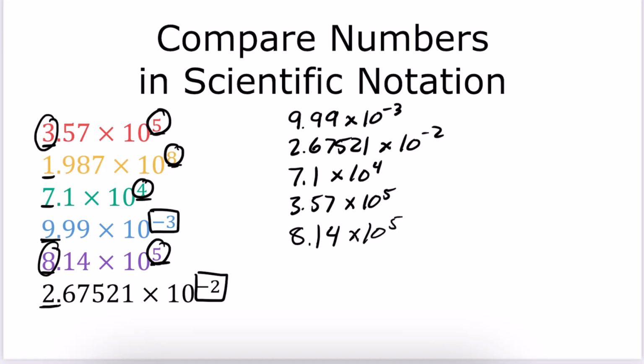And then the yellow one is the largest number in scientific notation because this one is going to be in the largest place value because you're multiplying it by 10 8 times. And so that's how you can compare numbers in scientific notation. The key is to look at the exponents to see what place value all of these whole numbers will be in.